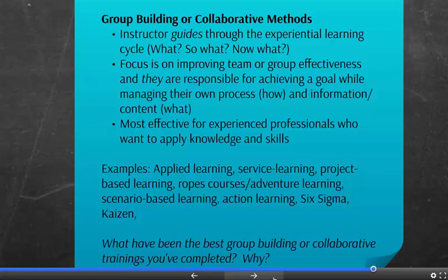So if you've had the opportunity to participate in a method like this, I want you to think about, again, what was the best training that could be categorized as group building or collaborative, and what made it the best.